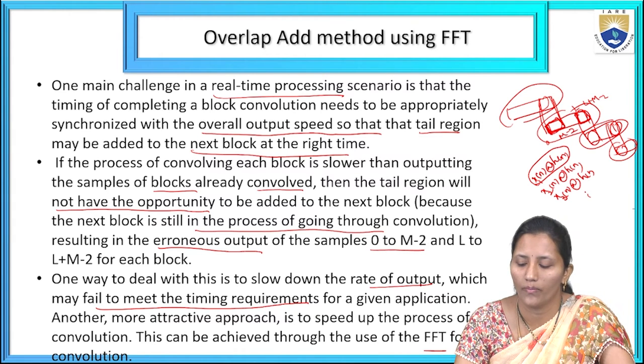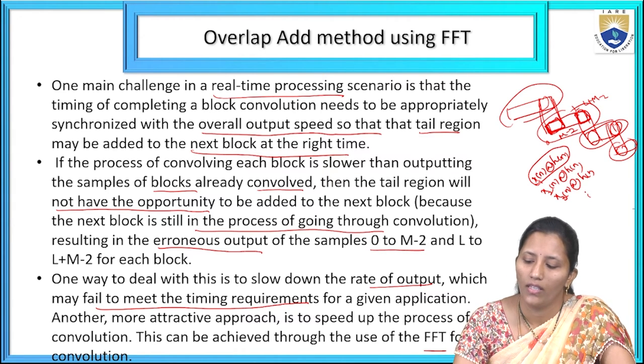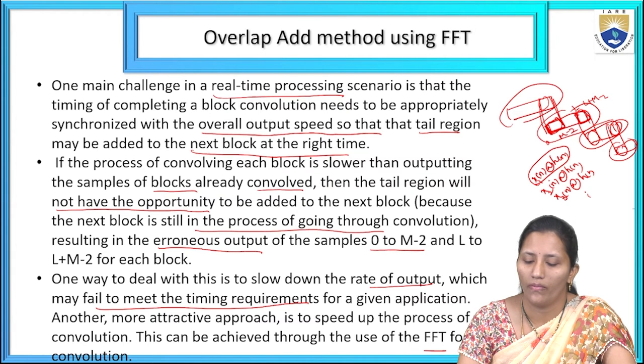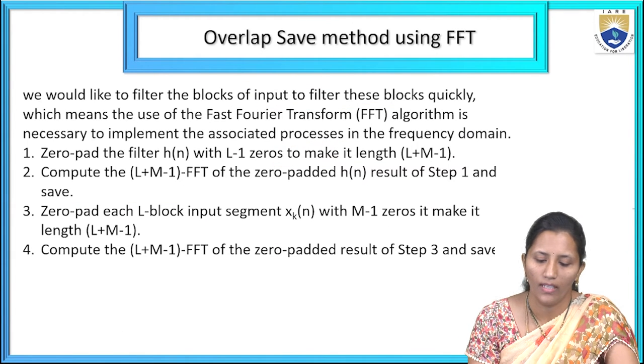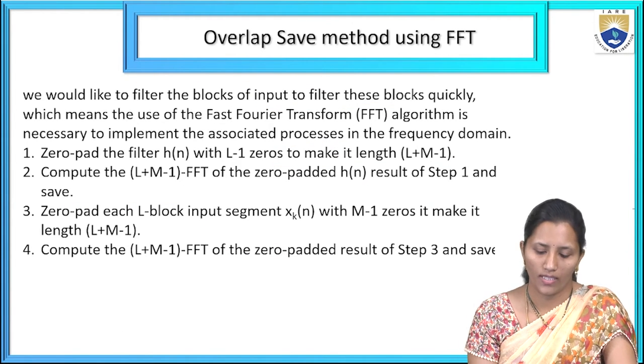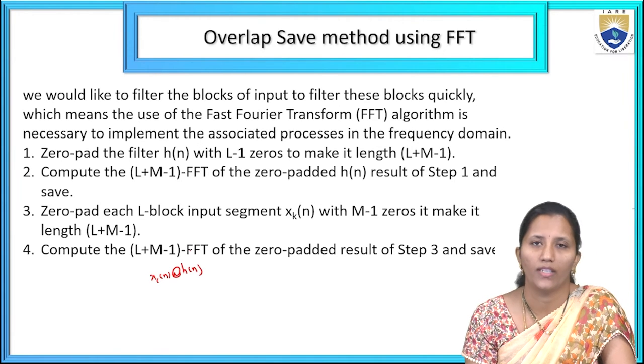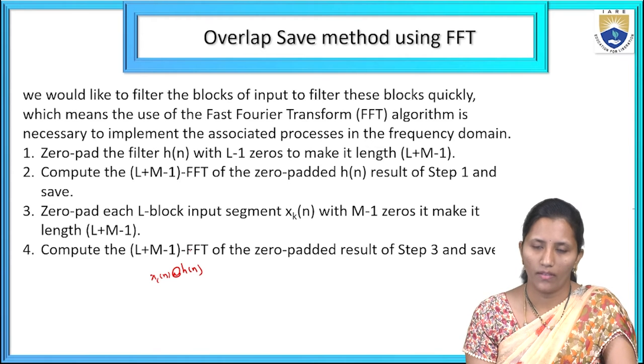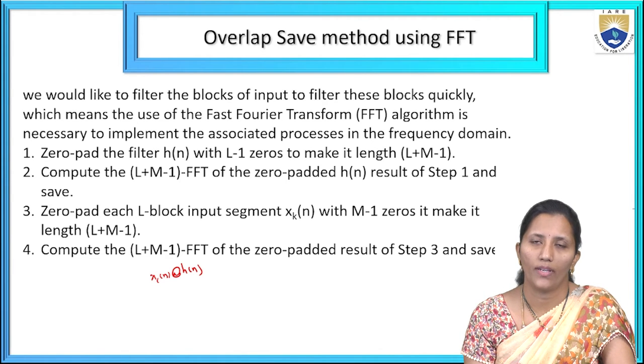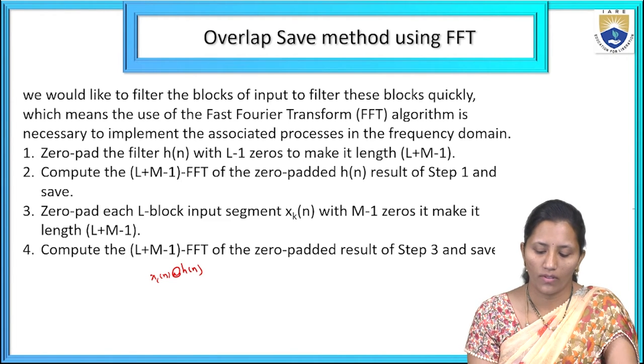So, how to perform this circular convolution using FFT? First, we will discuss the procedure, just how to perform this circular convolution with the FFT. Then we will discuss the procedure here. First of all, what does FFT mean? Fast Fourier transform. It will convert the discrete time domain samples into frequency domain samples.